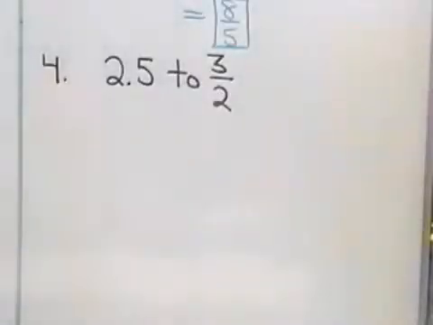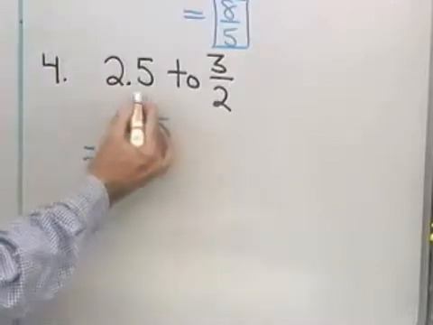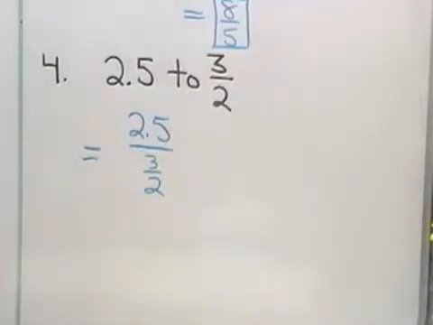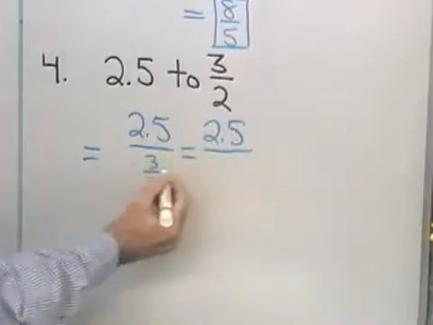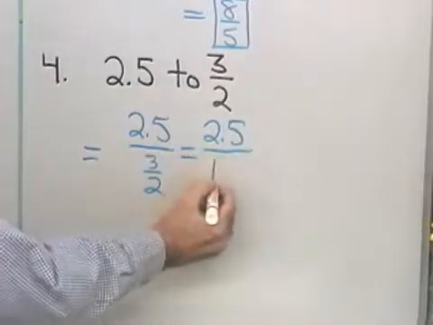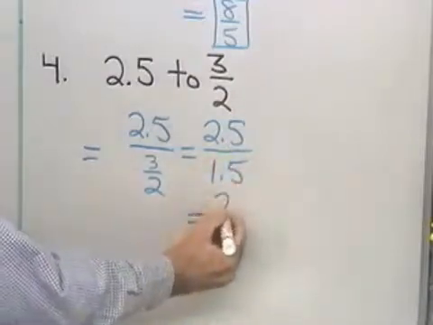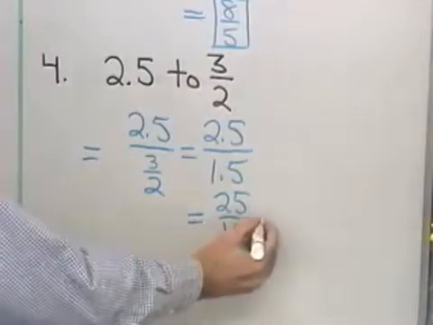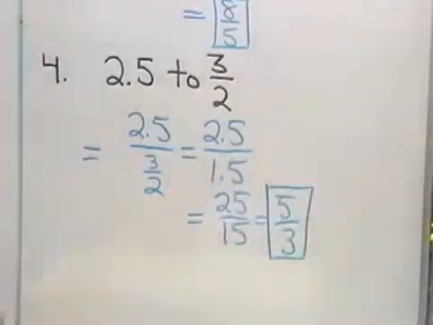Here's our next one. How about 2.5 to 3/2, that ratio? Well, here I have a decimal and a fraction, but still, the first number goes in the numerator, the second number goes in the denominator. So it's 2.5 over 3/2. Let's see if we can simplify that. How about 2.5 over 3/2 is the same as 2.5 over 1.5. Let's see, I can multiply numerator and denominator by 10. I would have 25 over 15. I'll divide the numerator and denominator by 5, and I'll end up with 5/3 as that fraction in lowest terms.